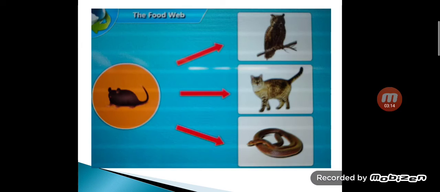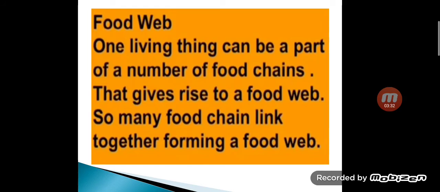Now you can see rat is eaten by eagle, rat is eaten by cat, and rat is also eaten by snake. Thus, a food web is formed by interlinking of several food chains. One living thing can be a part of a number of food chains that gives rise to a food web. So many food chains linked together form a food web.